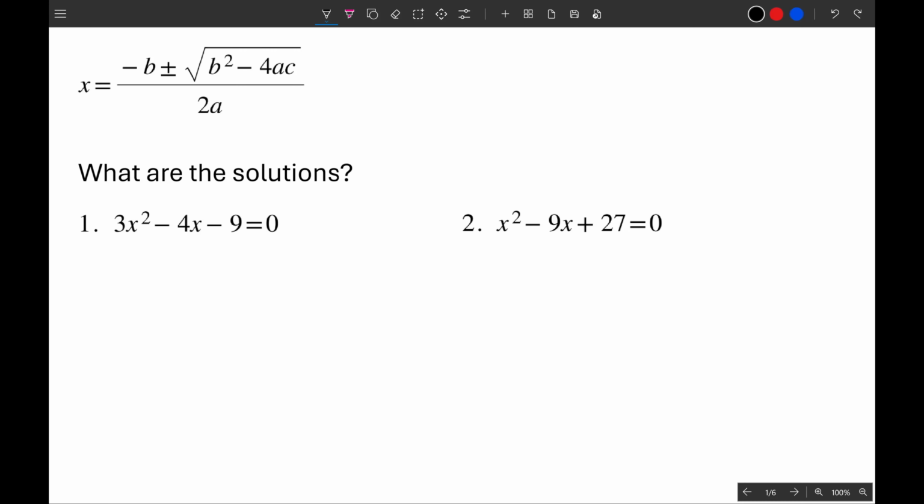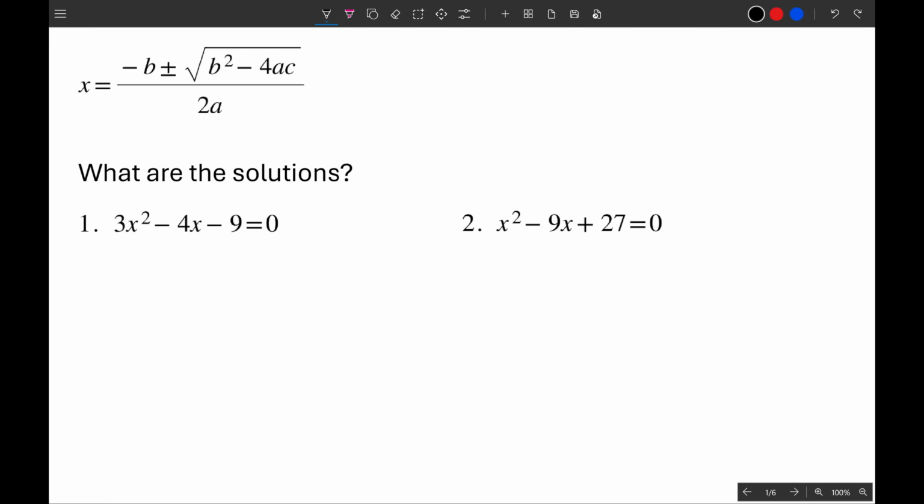The quadratic formula is x is equal to negative b plus or minus the square root of b squared minus 4ac all over 2a. You literally just get your a, your b, and your c, you plug them in, and you simplify. I think this is easier than completing the square, but others may disagree with me on that.